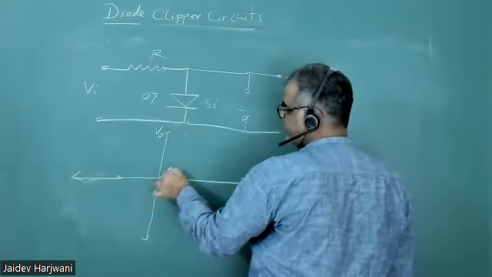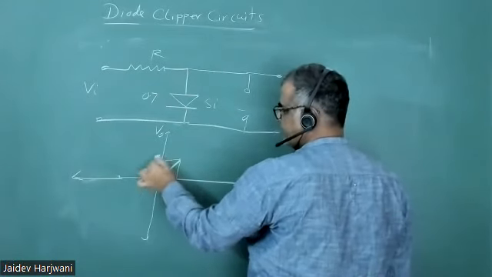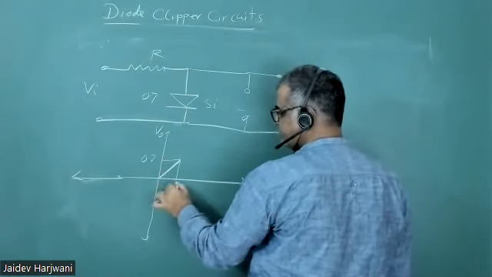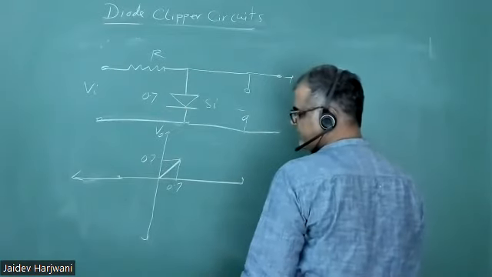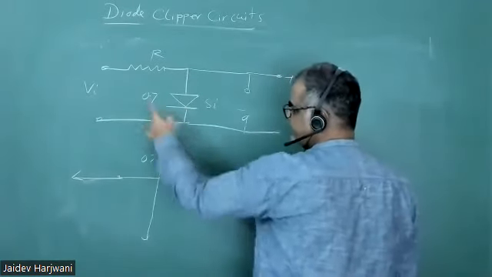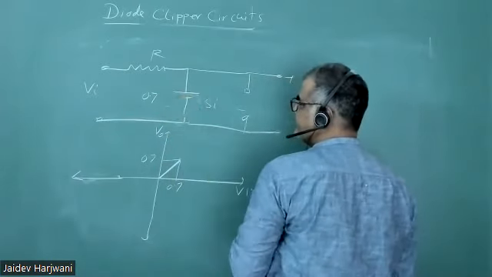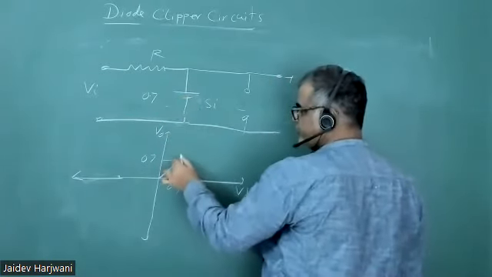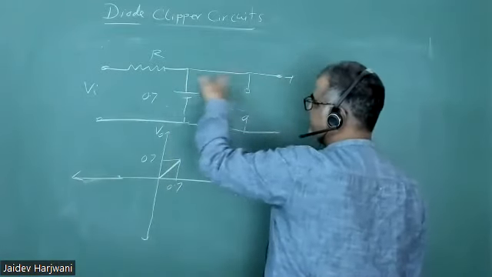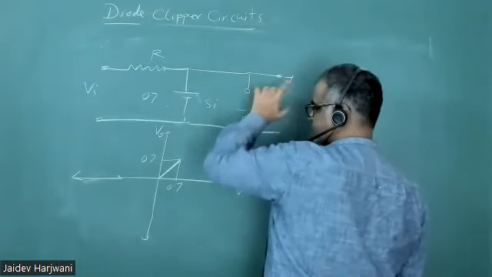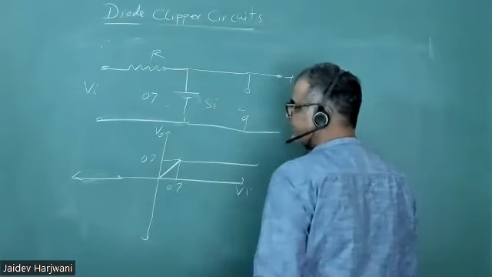So you get what? Like this graph. Up to 0.7. And once the V input increases greater than 0.7, this diode becomes a battery of 0.7. This is always open. So whatever voltage is here, the same voltage appears here. V output is this voltage. So you got the same thing here.